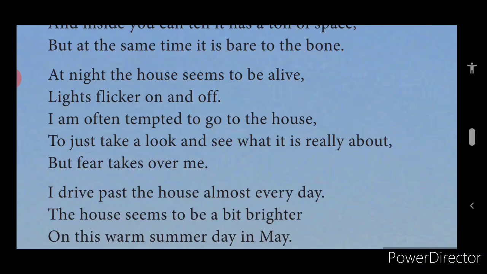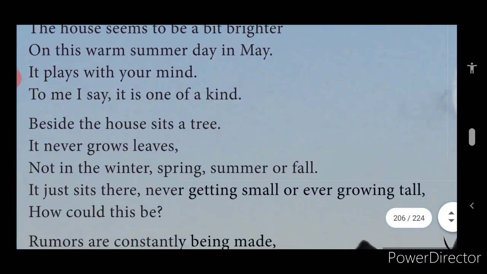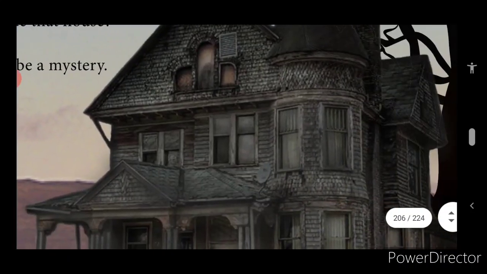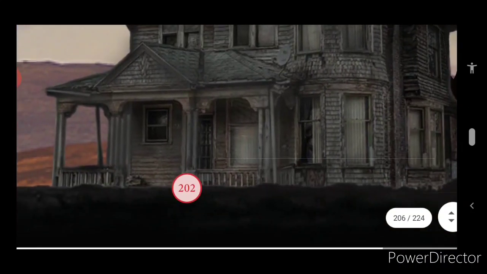But fear takes over me. But what happened? He's really scared to go inside the house. Why is he scared to go inside the house? See, the look of the house itself is scary. Imagine it, daytime, okay, but nighttime, how it will be, children?